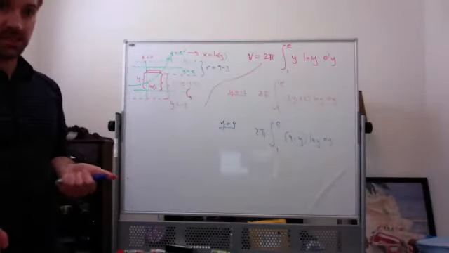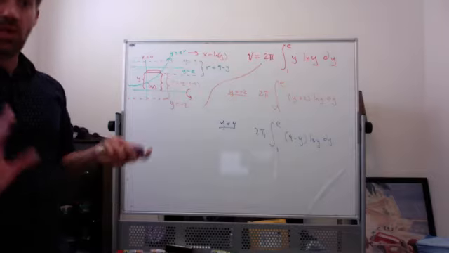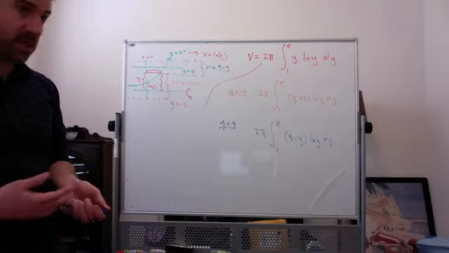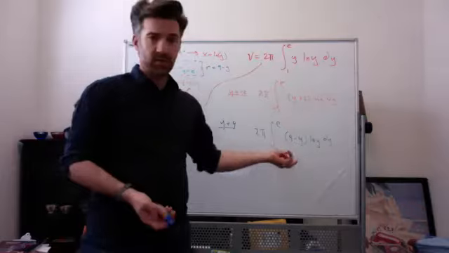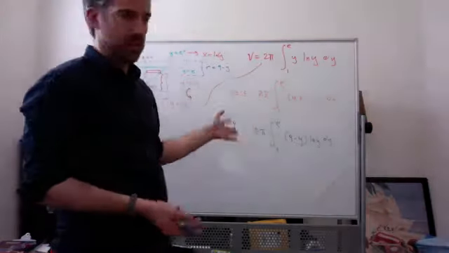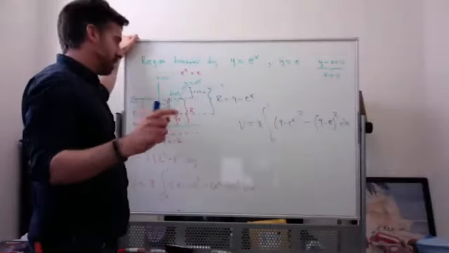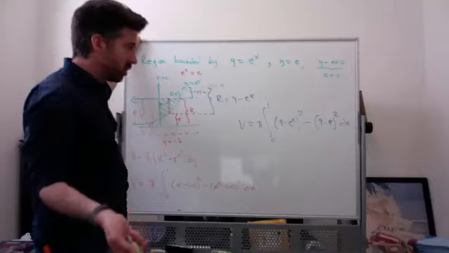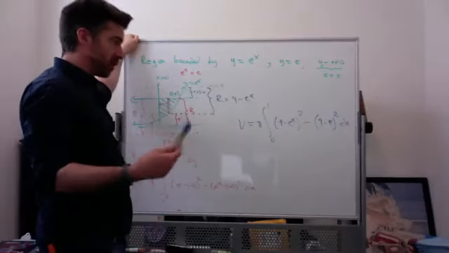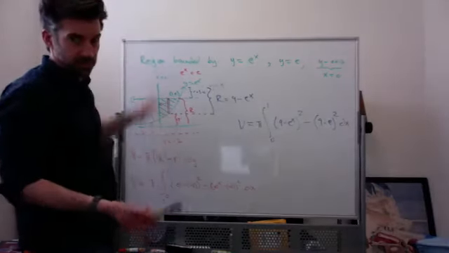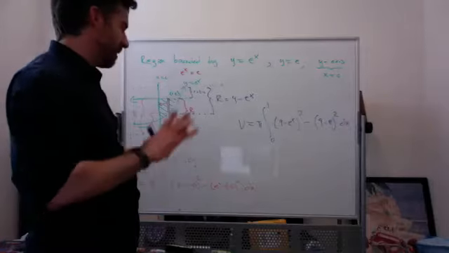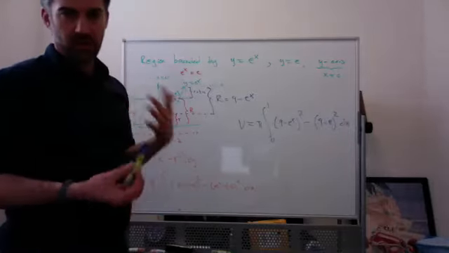So for all of these things, whether it's disk or washer or shell method, when you change the axis of rotation, the only thing that changes is the radius. For the shell method, the radius changes from either being x or y to being the difference between x or y and your axis. And for the washer method or the disk method, the radius changes from being your function to the difference between your function and the axis of rotation. So hopefully that clarifies all the volume stuff with shell and washer method.